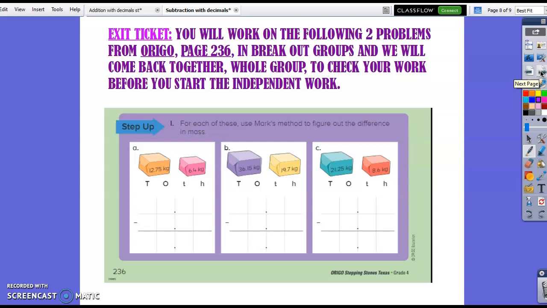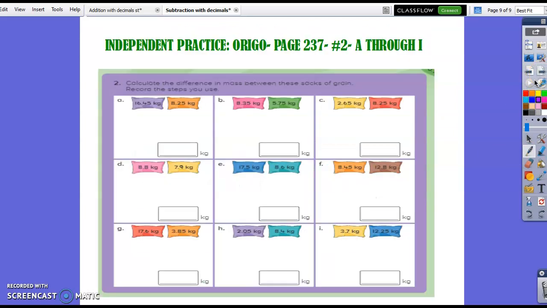And again, it is exit ticket number 236. It is number 1, A, B, and C. You guys are going to break out into small groups and work these together, and then we'll come back and check before you get to your independent work. Your independent work today is on page 237. There are 9 subtraction equations that you will have to build yourself and then be able to take a picture of it, turn it in for your exit or for your independent work today.